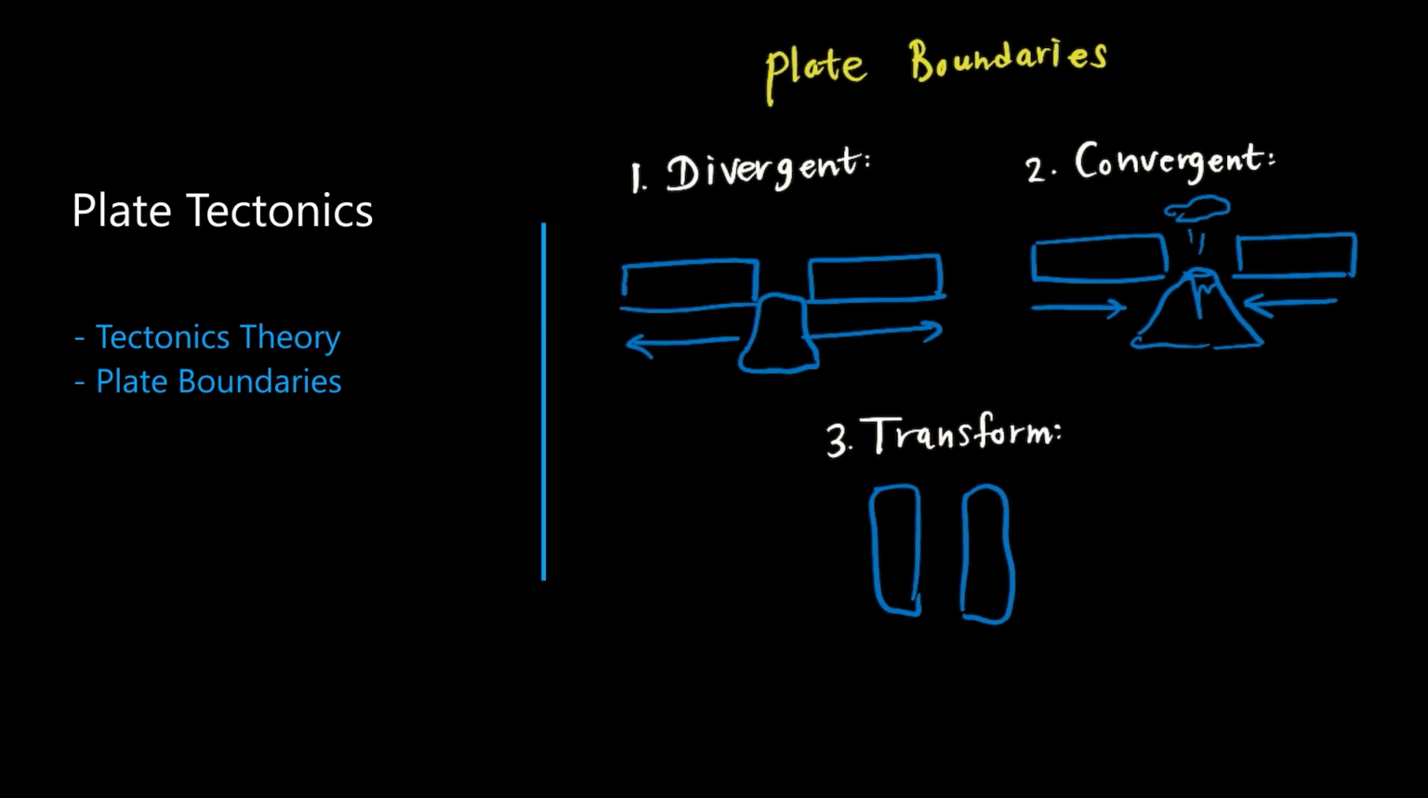At transform boundaries, plates slide past each other horizontally. The San Andreas Fault in California is a famous example. The stress that builds up along these boundaries is released in the form of earthquakes.